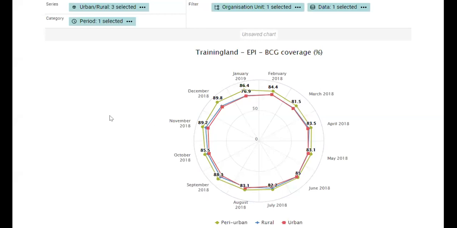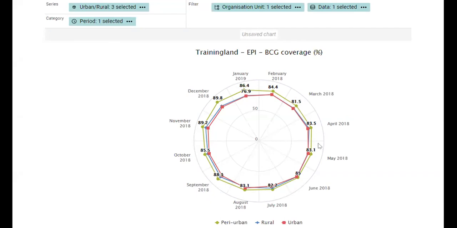Let me share this. Fine. All right. So let us look at this new chart type. It has been there for a while, called radar chart, right? What you see here is this radar chart for Training Land EPI BCG coverage, right? So here in this radar chart, what we can see is we have the outer layer, outer circle in this radar, which represents all the months or the period dimension, right?